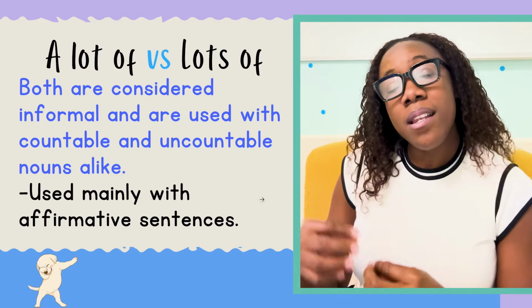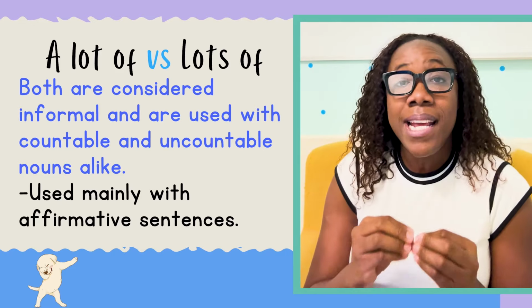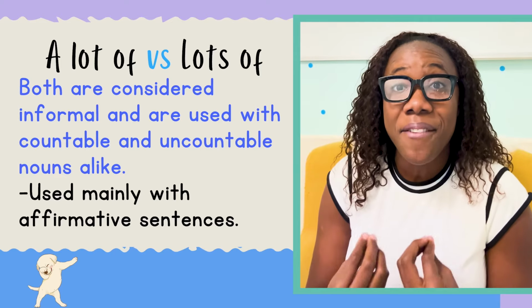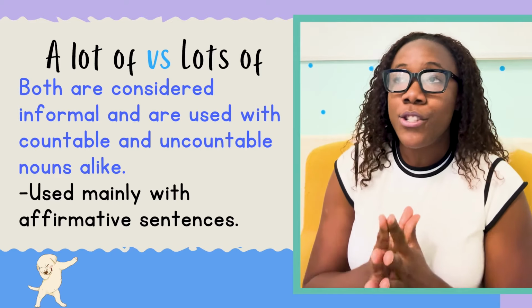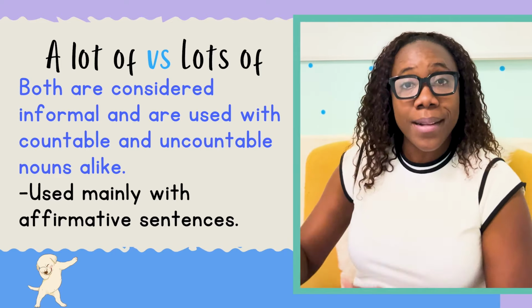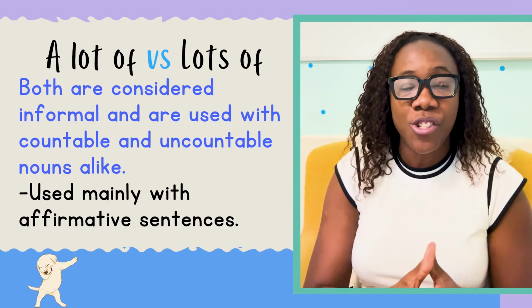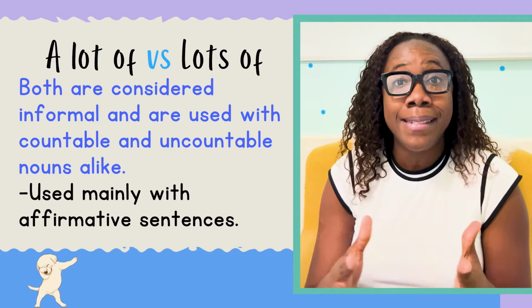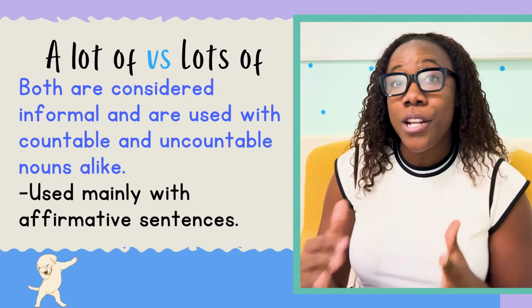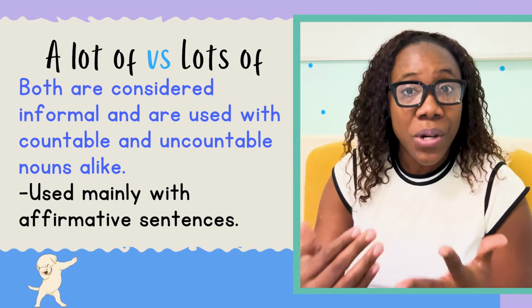A lot of and lots of, however, are mainly used with affirmative sentences. So, for example, she works at the hospital. That is an affirmative sentence, whereas she doesn't work at the hospital is negative, and where does she work is interrogative.